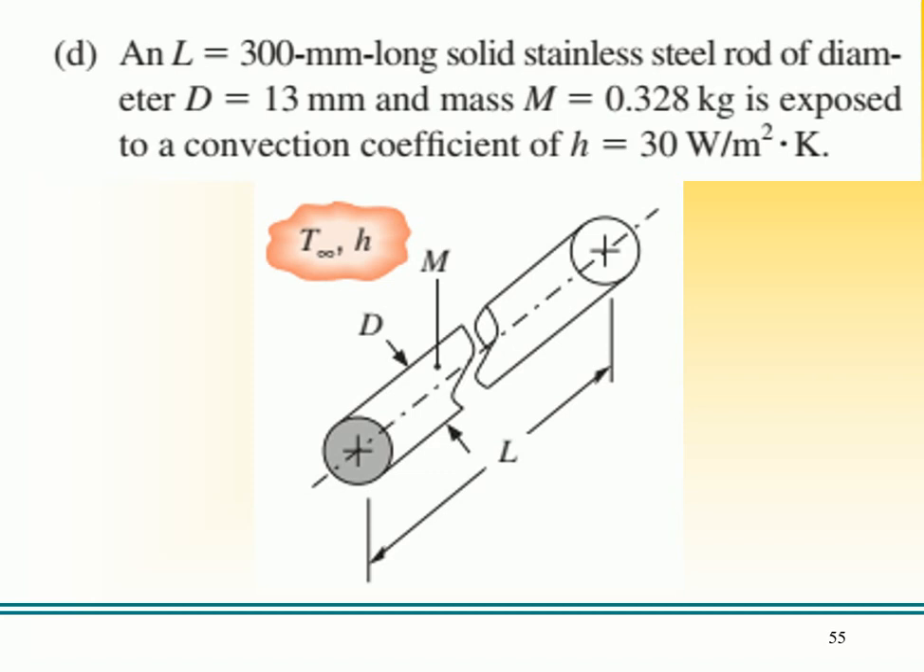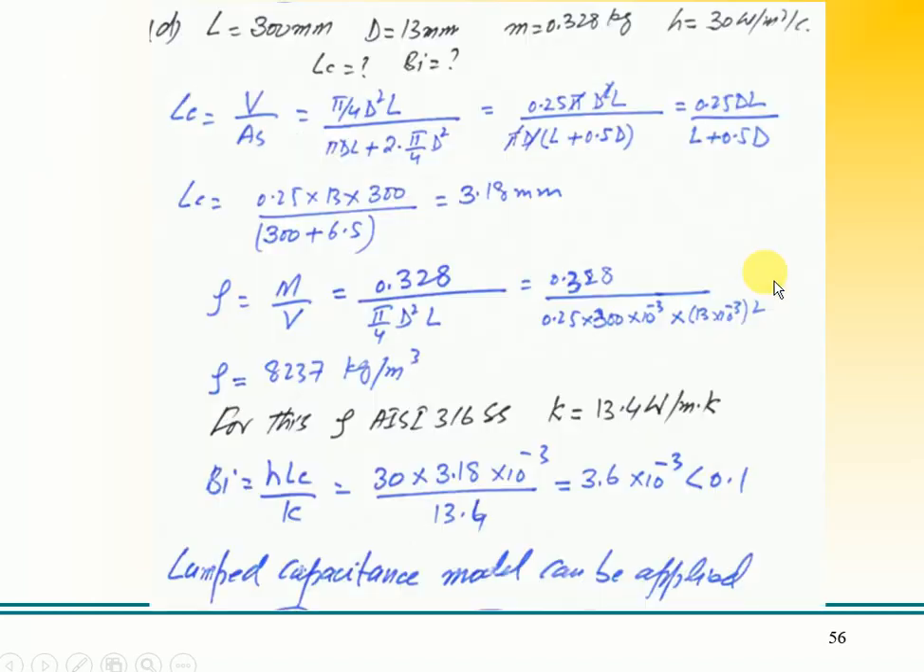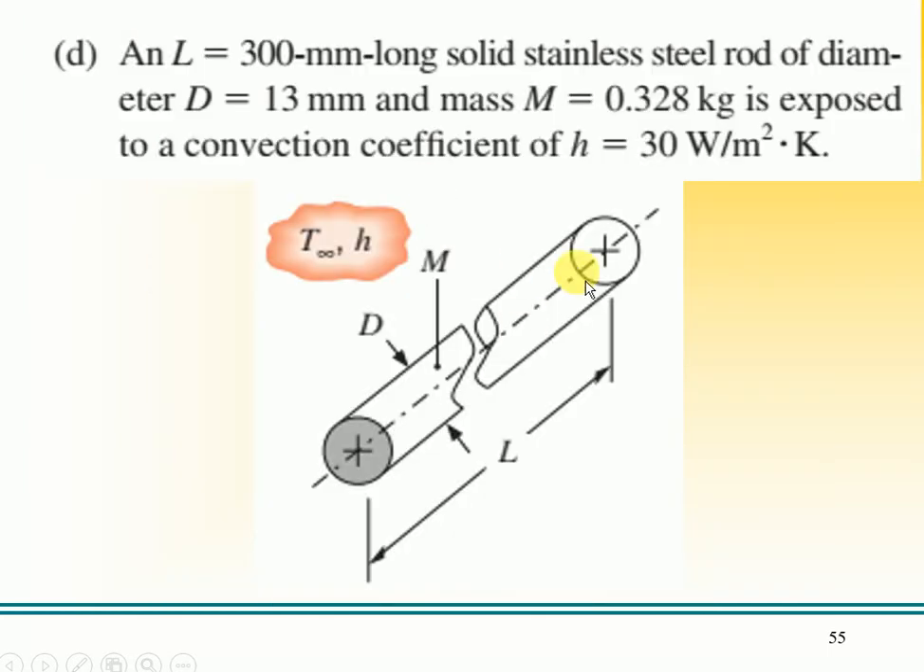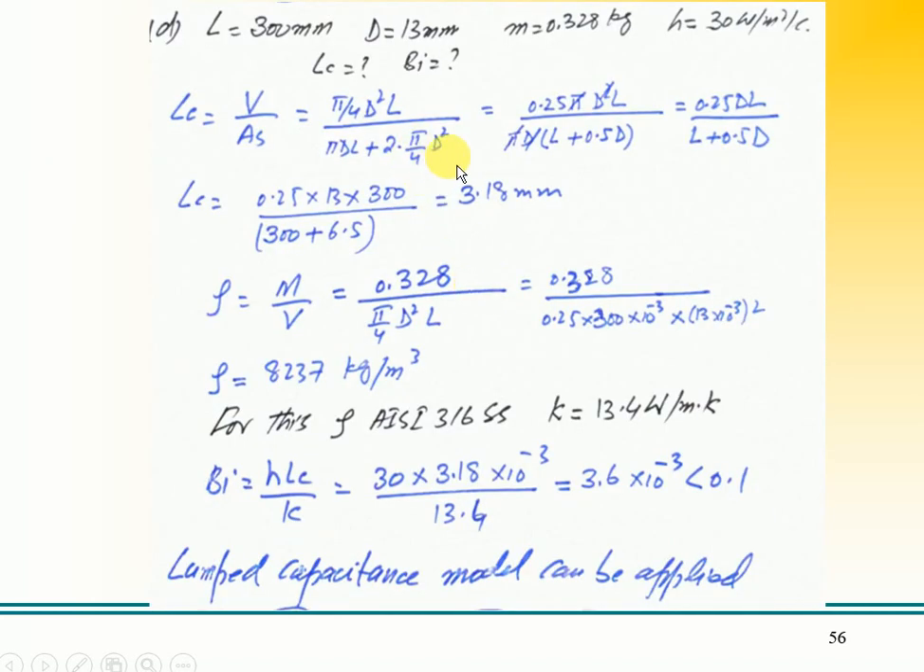In this case, a 300 millimeter long solid stainless steel rod of diameter about 13 millimeter and mass 0.328 kilogram is exposed to a convection coefficient of 30 watt per meter square Kelvin. Again, the mass, the diameter and the length are given to you. It is just like a cylinder, of course. So the volume is pi by 4 d square L, and the surface area is pi d L, the curved surface area, plus the two ends, which is pi by 4 d square times 2. Then I know the d and L, I put the values and I get 3.18.